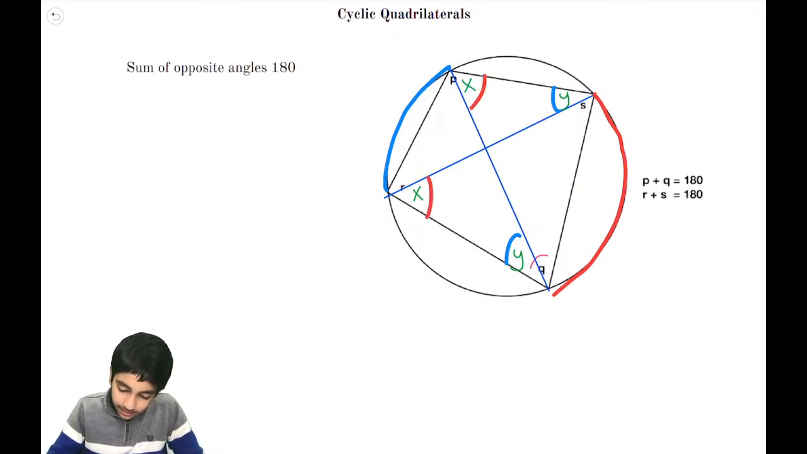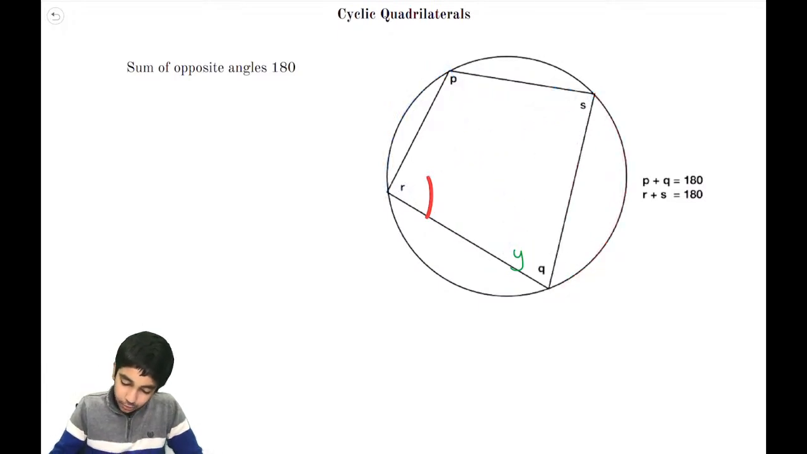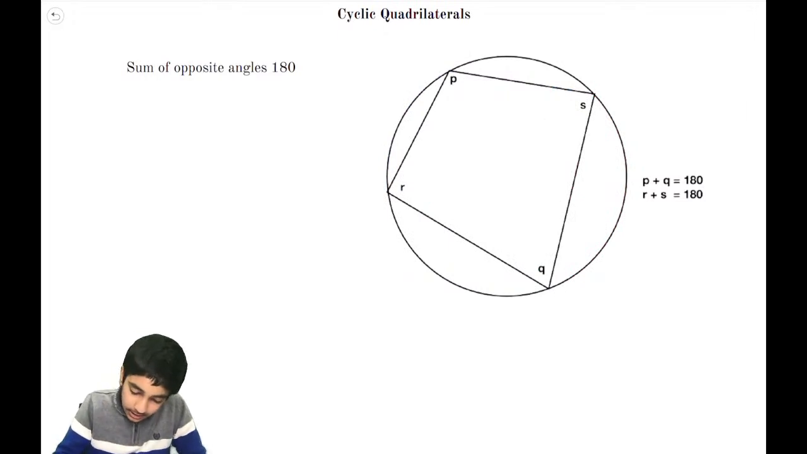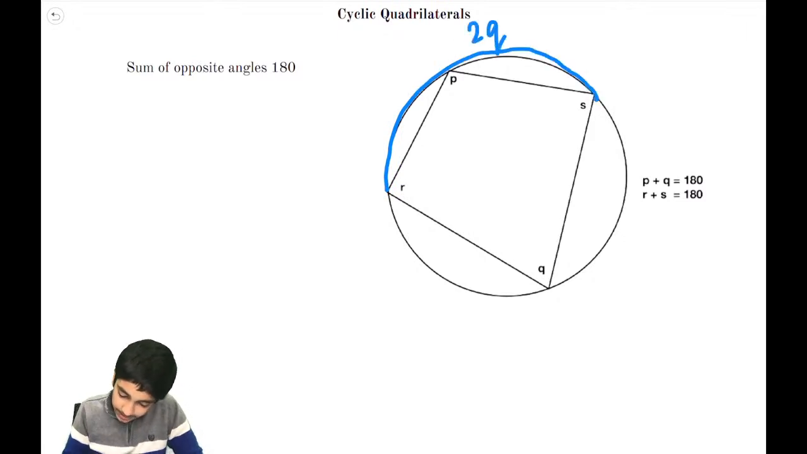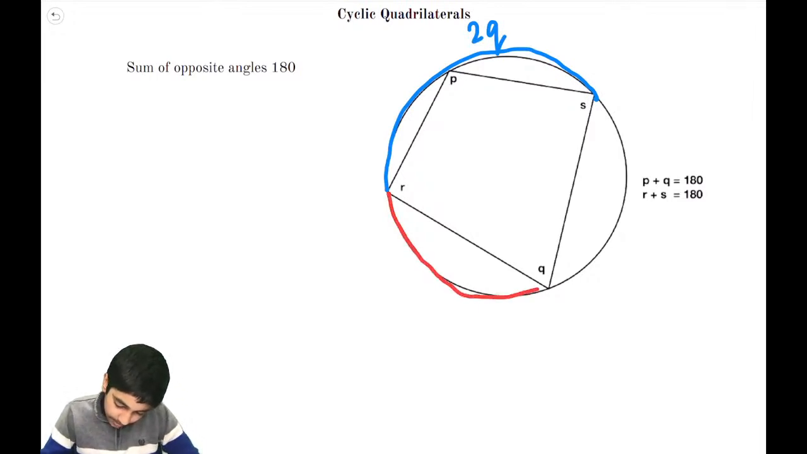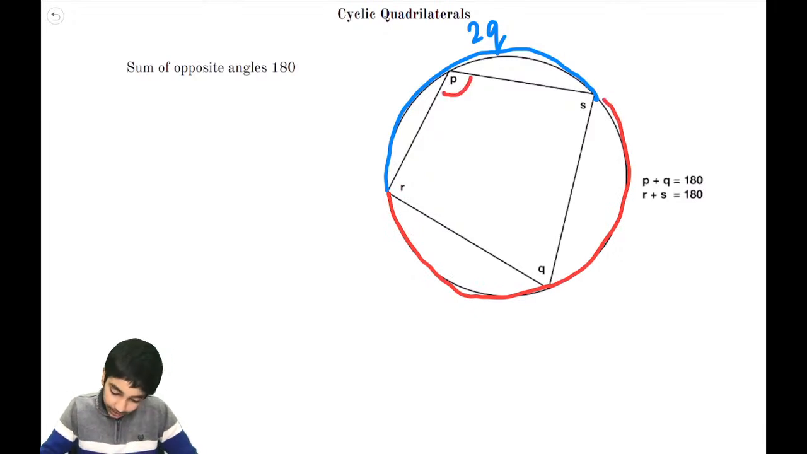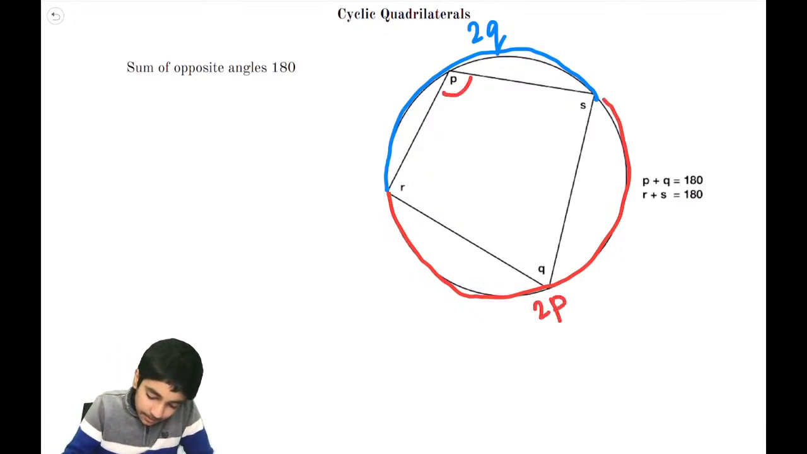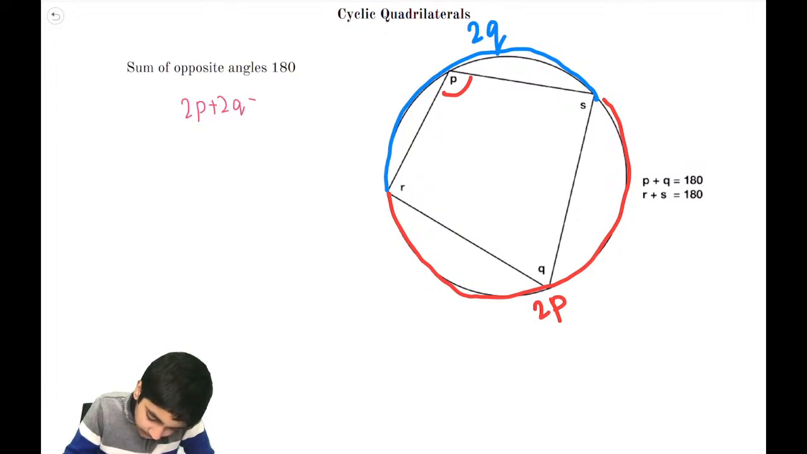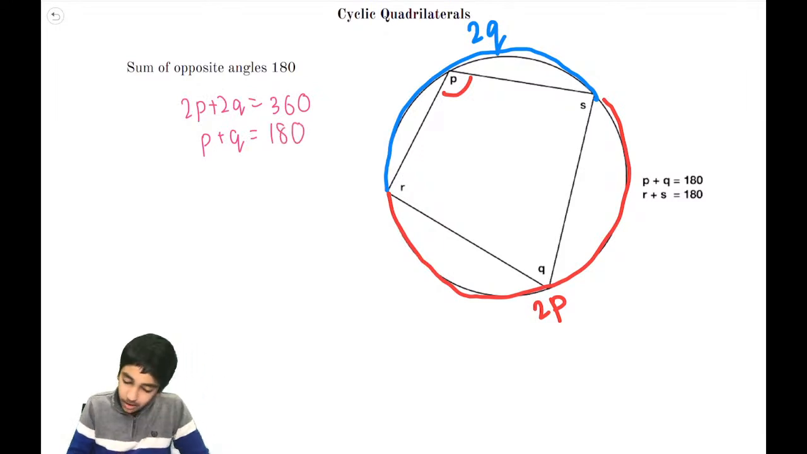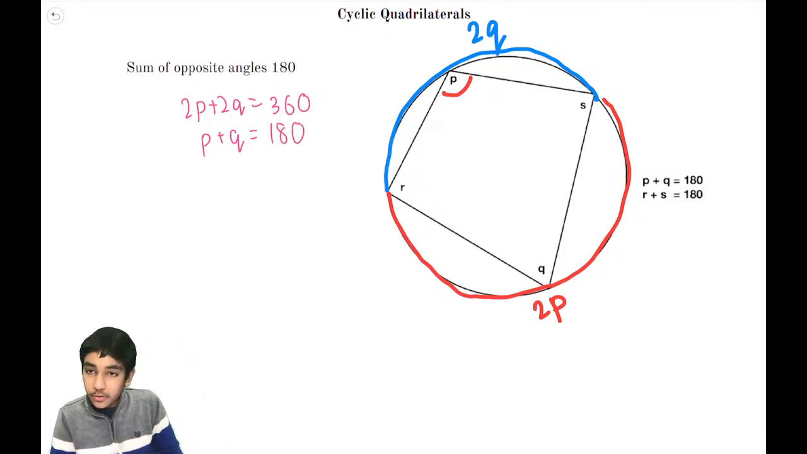And actually, there's a really nice proof for the cyclic quadrilateral property, and I'll just briefly describe it. Basically, the reason the sum of the opposite angles is 180 is because, let's call this arc here 2q, and let's say this arc is 2p, because if this angle is p, it's half of the arc angle. So this will be 2p, this is 2q, meaning that 2p plus 2q is 360, or p plus q is 180. A really nice, simple proof of the cyclic quadrilateral property. And that's why the sum of the opposite angles is 180.